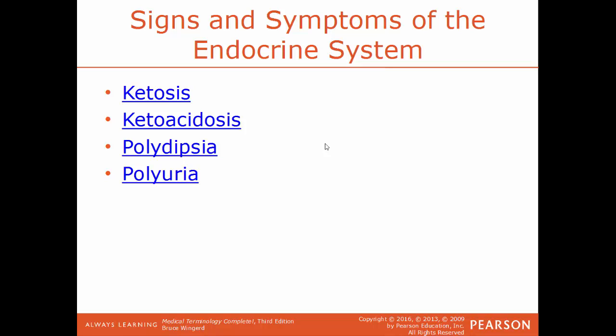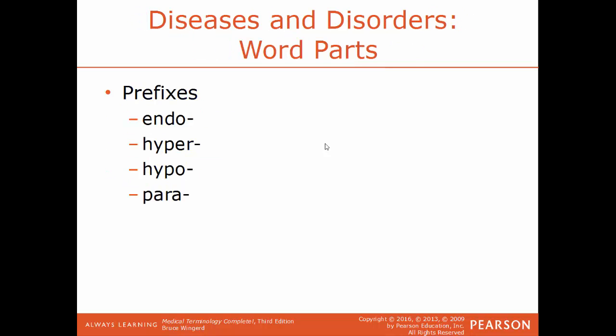And our last term here, polyuria. This is the production of an abnormally large volume of urine, and that urine will tend to be very dilute because there is so much of it. All right, now we'll talk about some diseases and disorders and their word parts.